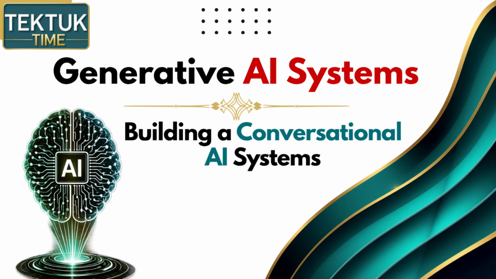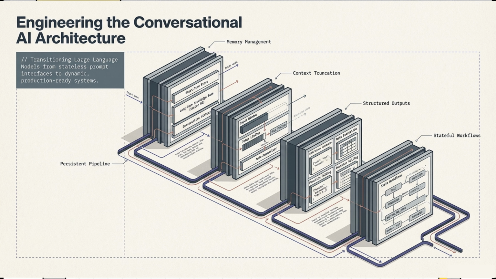I mean, I cannot tell you how many times I've seen a junior dev ship a basic wrapper around a prompt, only to watch the whole system completely crash when a real user tries to actually have a multi-turn conversation with it. So today, I'm giving you the practical step-by-step how-to guide for engineering resilient, production-ready AI systems.